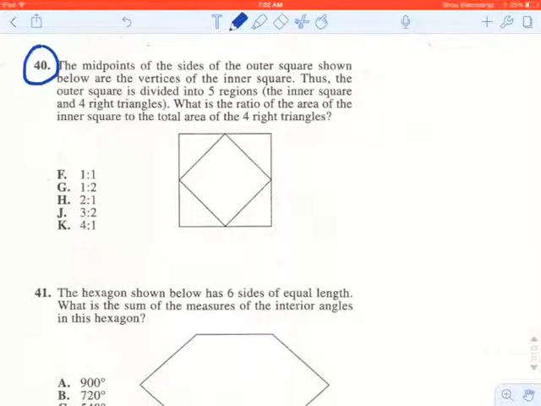Question 40. The midpoints of the sides of the outer square shown below are the vertices of the inner triangle. So these points here. Thus, the outer square is divided into 5 regions, the inner square and 4 right triangles. What is the ratio of the area of the inner square to the total area of the 4 right triangles?